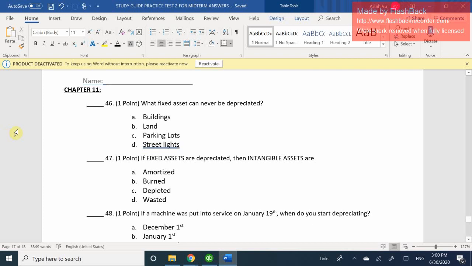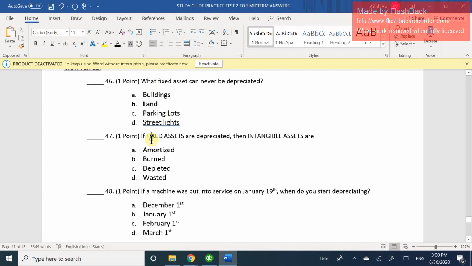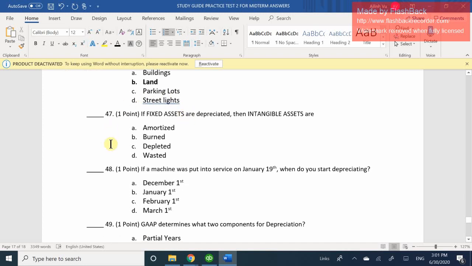Okay, so what fixed assets can never be depreciated? Okay, you got building, land, good. Yes. Land can never be depreciated. It can be depleted, but not depreciated. Okay, so some people might say street lamps. Street lamps is considered property. Okay, if you own it or if it's the city, then you don't own it. So this has nothing to do with you. Okay, just FYI.